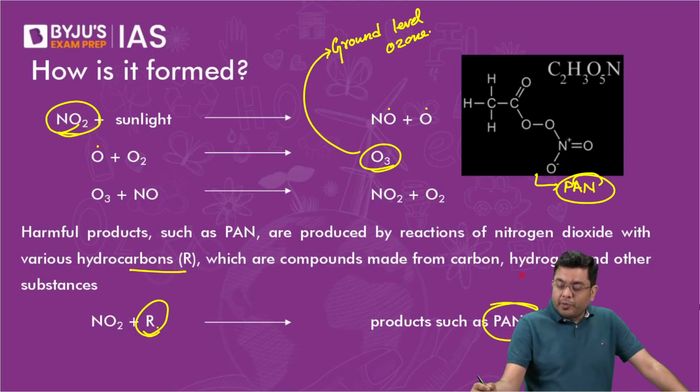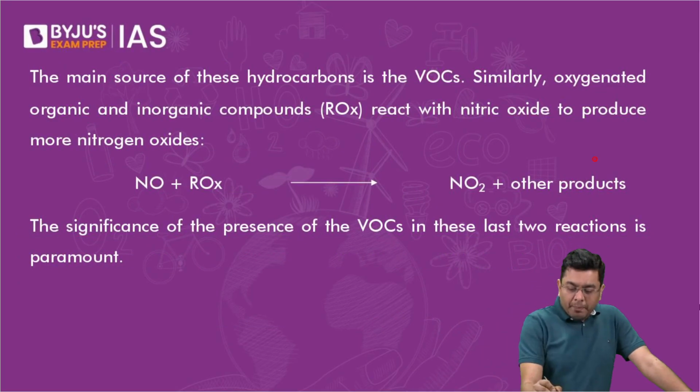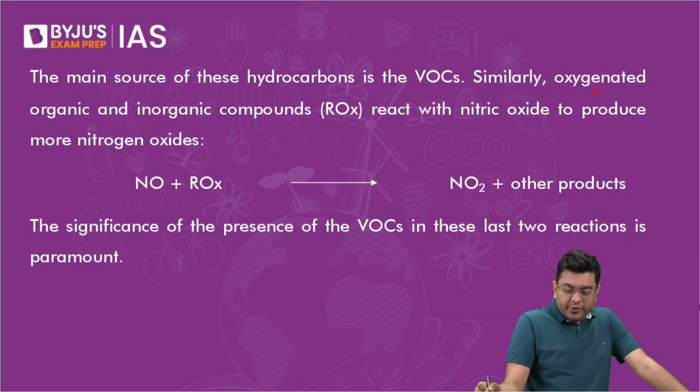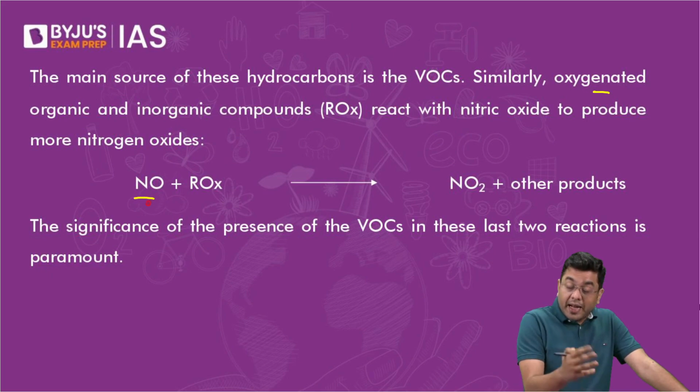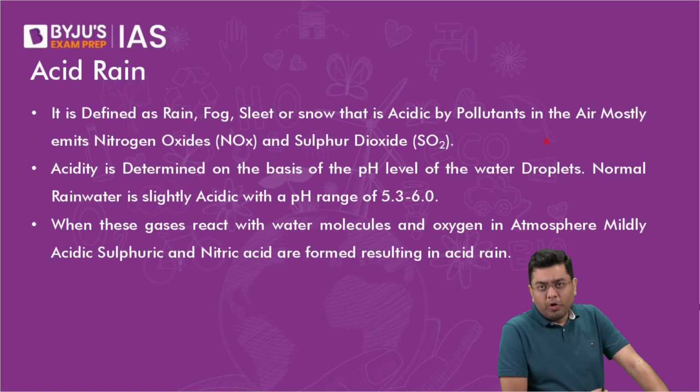Okay, so that is when this PAN is produced, and that is what forms a brownish haze above the regions. Now, the main source of these hydrocarbons is the volatile organic compounds. Even agricultural activities sometimes end up releasing these organic compounds. Similarly, oxygenated organic and inorganic compounds react with nitric oxide to produce more nitrogen oxides and other products. That is why you have this production of ground level ozone that you see.